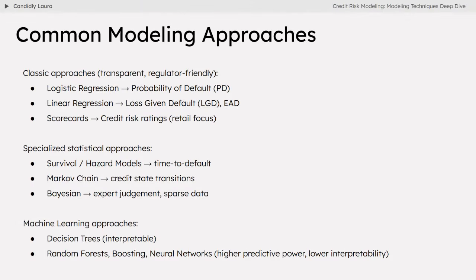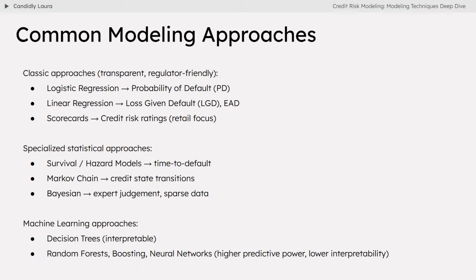Some common credit risk modeling approaches include classic approaches, such as logistic regression. This is most widely used for PD modeling, and it predicts the probability of default with a binary outcome, default or not. It is commonly used because it's transparent and interpretable, easy to implement and monitor, and is generally accepted by regulators. Linear regression. This is used for LGD and sometimes EAD modeling with continuous outcomes. It is also simple, transparent, and interpretable.